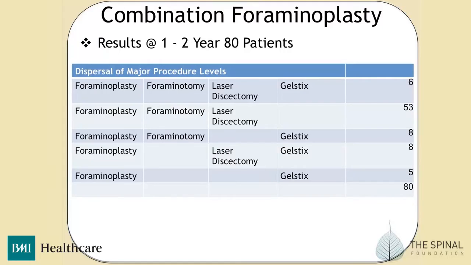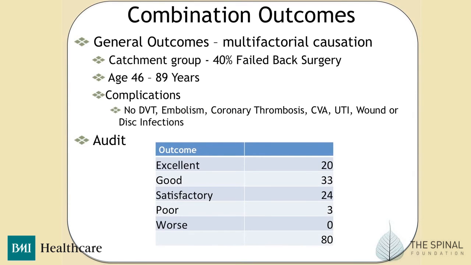And in terms of outcome, we've just done a survey of those over the last 2 years in 80 patients. And you'll see that it's various combinations of foraminotomy, foraminoplasty, and laser discectomy. And in this catchment group, 40% had failed back surgery. The age range was 46 to 89. There were no DVTs or the standard complications. And 20 out of that 80 were completely pain-free, despite multi-level interventions here. 33 had a good result, so all their pain was at least halved. And then there were 24 who were satisfactory. We hadn't quite got it in all 3 levels. And there were 3 which were poor, but none that we found were worse.